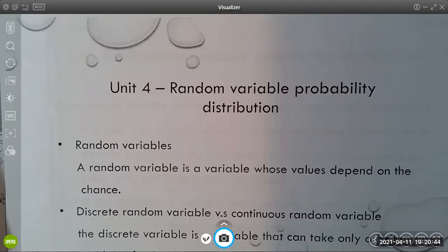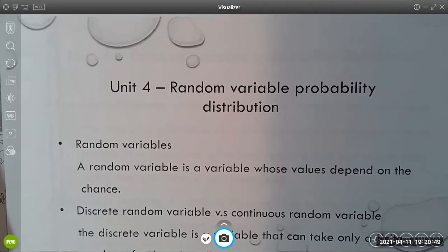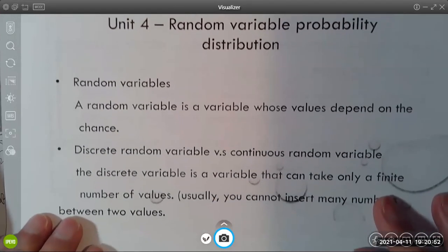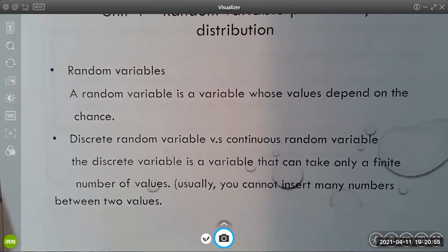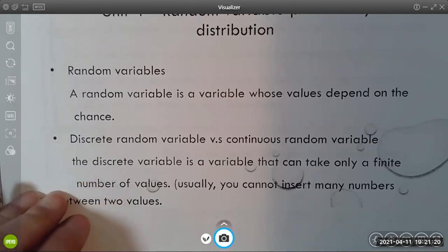A random variable or random discrete variable is one that has a finite number of values. You don't have countless numbers as values. You only have a finite number of values that can be assigned to this variable. On the other hand, a continuous random variable can take countless values. So let's look at some examples of these two kinds of random variables.